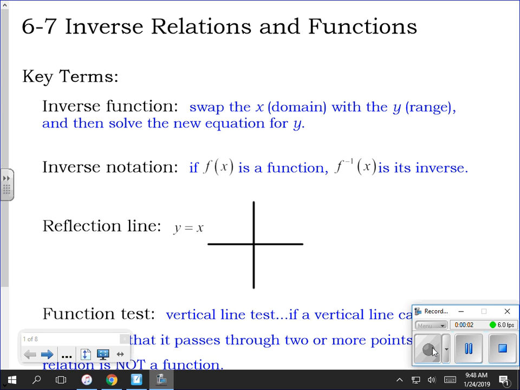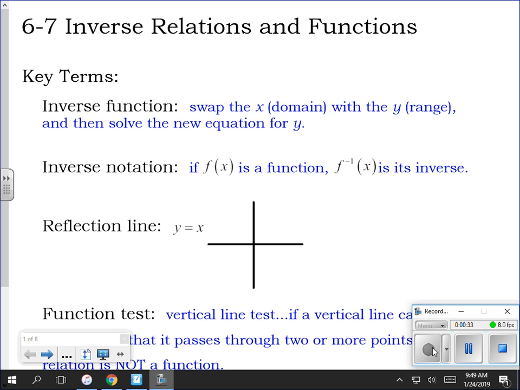We're doing inverse relations and functions. Inverse functions are extremely important because that's how you solve things. How do we solve the square root problems? By doing the inverse function, squaring both sides. When you have x plus 2 equals 3, how do you solve it? By doing the inverse and subtracting 2 from both sides. Inverse functions undo each other. That's the whole idea behind an inverse function. They undo each other.